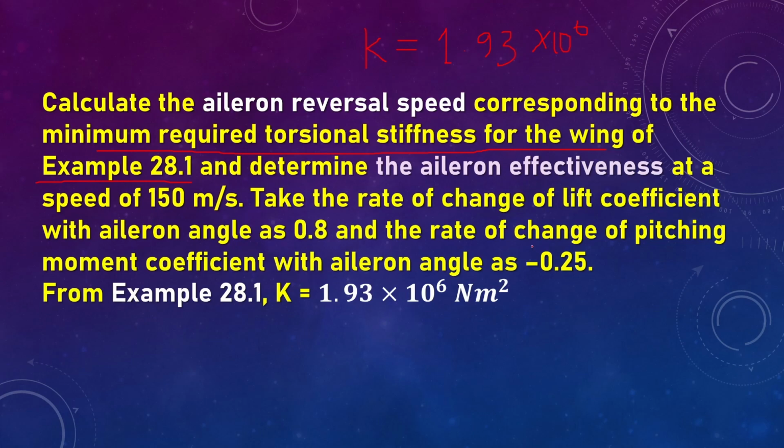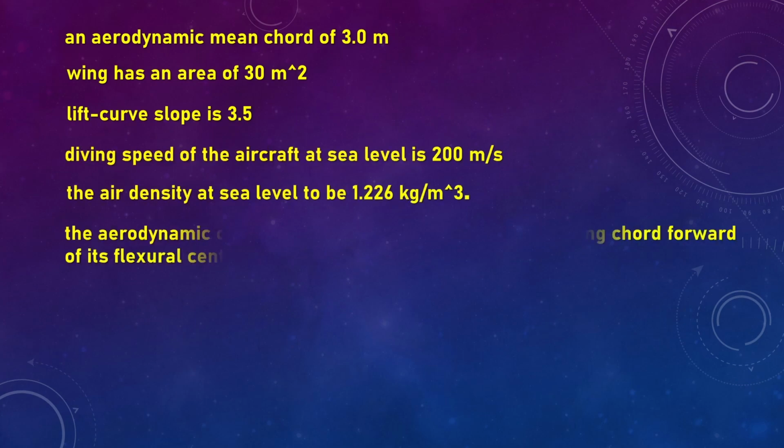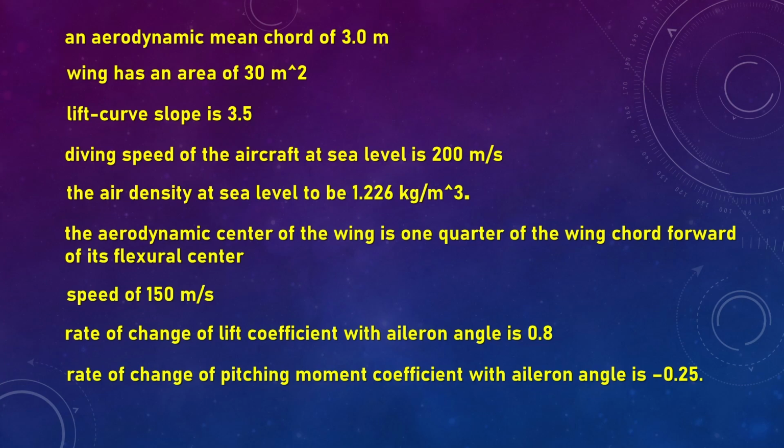As you can see, it's given negative, right? Why? Because we're calculating the aileron effectiveness and our moment will be reduced if we deflect our aileron. Now we are going to extract all the data we have from the previous math, also from this particular map. This speed 150 is really crucial for the second part of the map. And these are given.